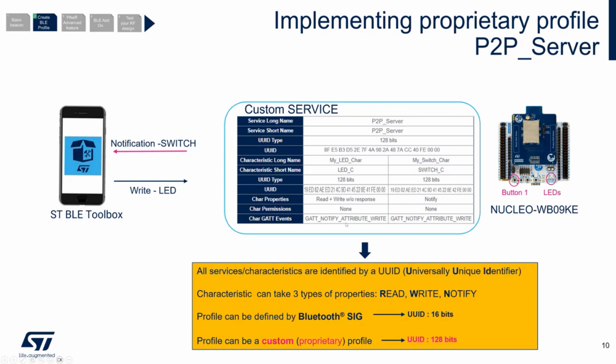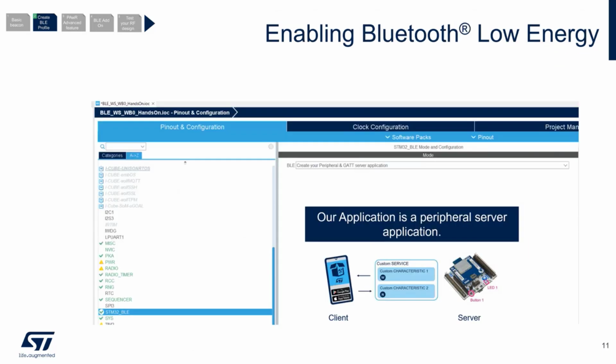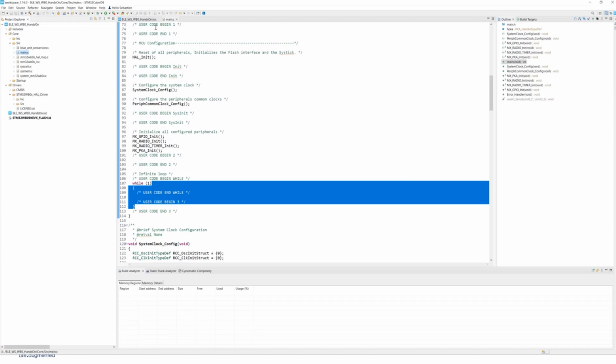Thanks to this custom service, the peer-to-peer server service, we will be able to control the LED and be informed of a switch. This is the basics of a point-to-point Bluetooth Low Energy communication. So let's implement this using CubeIDE.